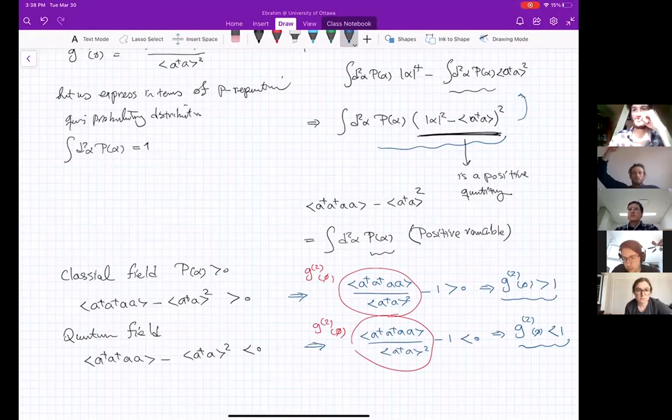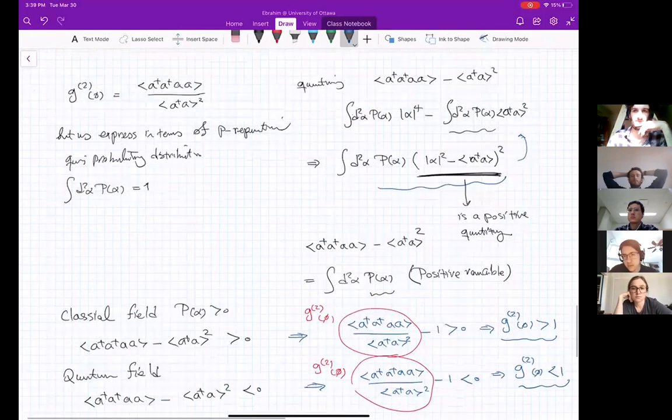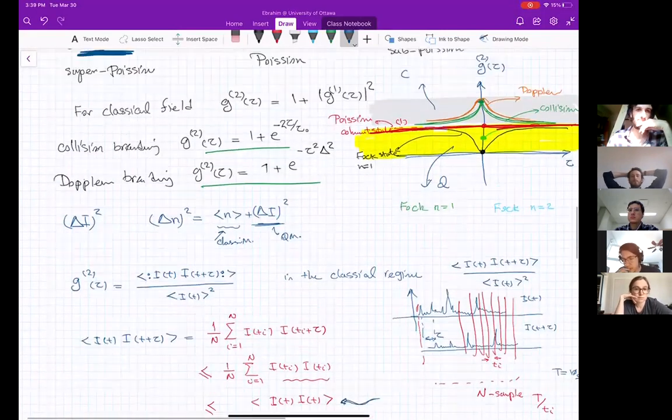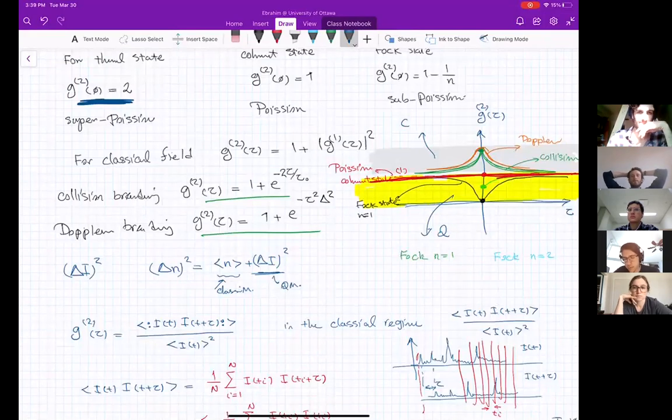Is a proof. Does it go the other way? If we have a quantum field, can we say that we for sure have G2 less than one? If we do have a quantum field, definitely it is below one, or approaching one at maximum. The Sub-Poissonian regime is the yellow region. So all quantum is yellow, all classical is gray, and the coherent state is the border. Clear? Good.